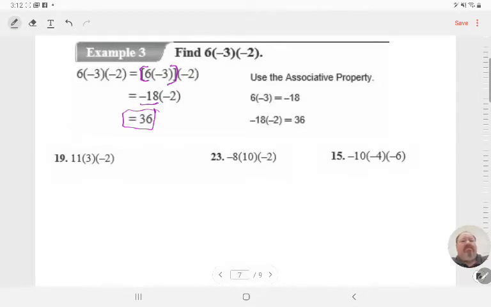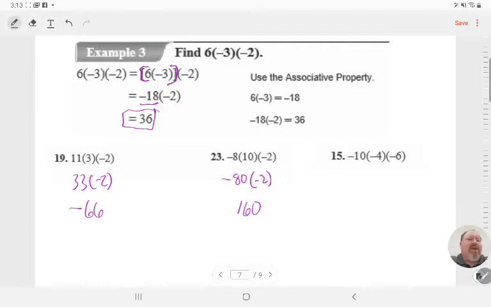All right, let's see how you did. So 11 times 3 would be 33, times negative 2 would give me a negative 66. Okay? And this one is negative 8 times 10 times negative 2. So negative 8 times 10 would give me negative 80. Negative 80 times negative 2, they're both negative, so my answer is positive 160.